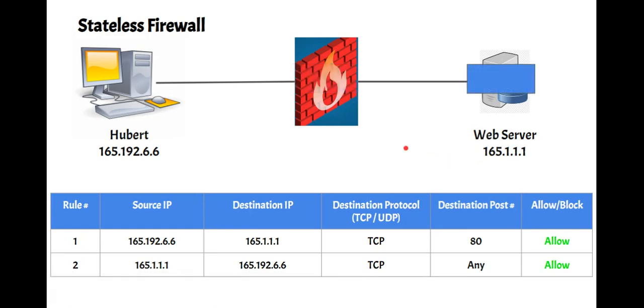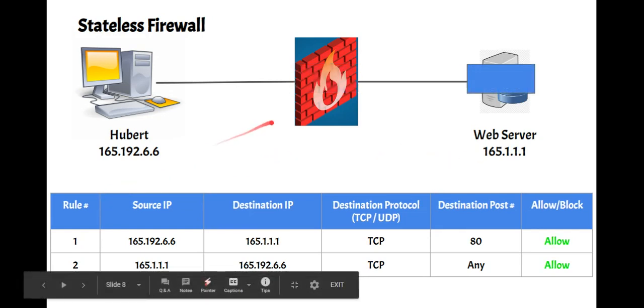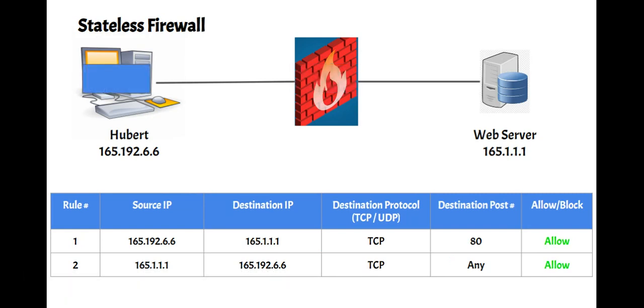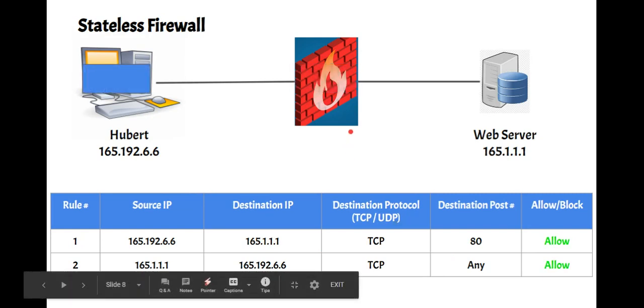So if the web server wants to respond to Hubert, the firewall would have to check rule 2 to see if the source IP address is from the web server, the destination IP address is Hubert over TCP any port. And if the information matches, then the firewall would allow it to pass through. So as long as there's rules in place, the stateless firewall would allow the traffic to pass through the firewall. And that's how stateless firewalls work.